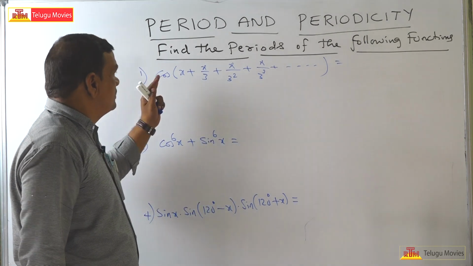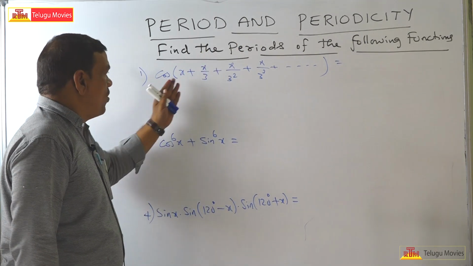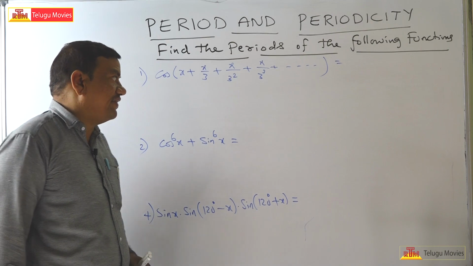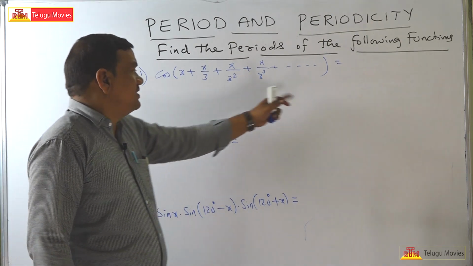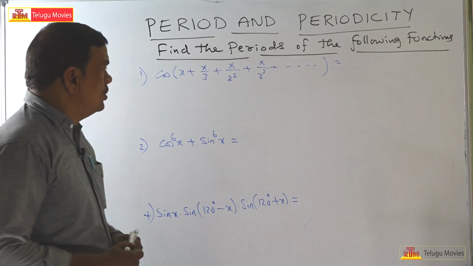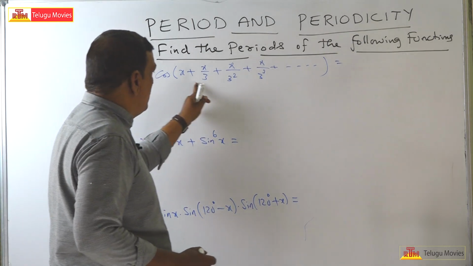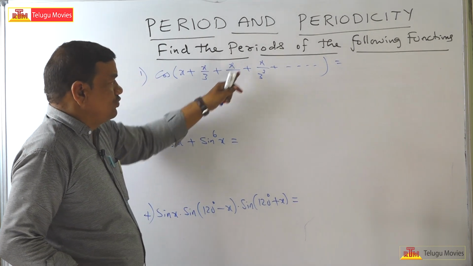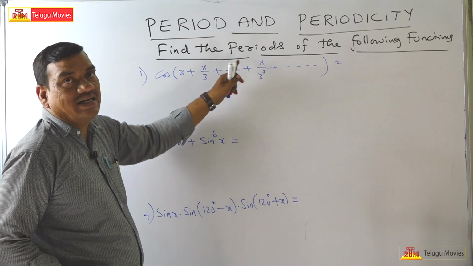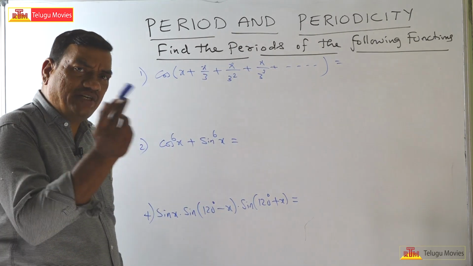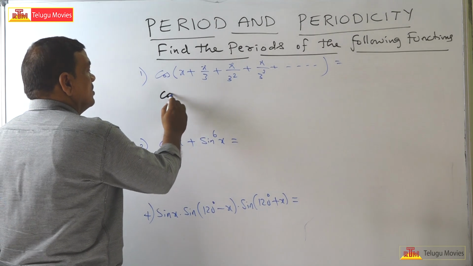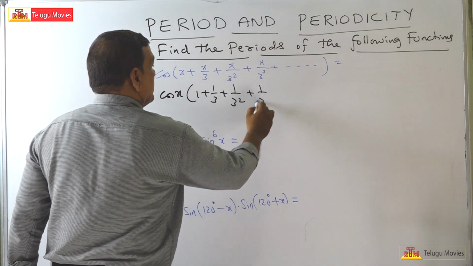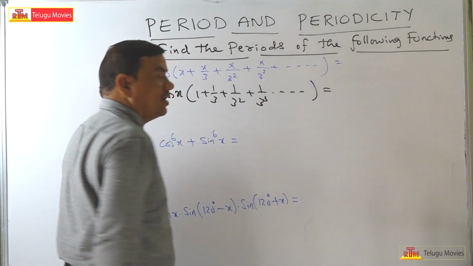The first problem is: the period of the function f of x is equal to x plus x by 3 plus x by 3 square plus x by 3 cube, and so on to infinity. What is the period of this function? If you observe, in each term x is there. First take x common outside. Let us see what happens. Cos of x common, 1 plus 1 by 3 plus 1 by 3 square plus 1 by 3 cube, and so on to infinity.